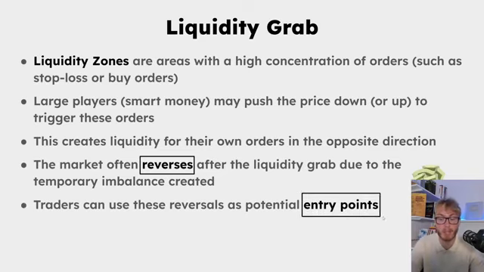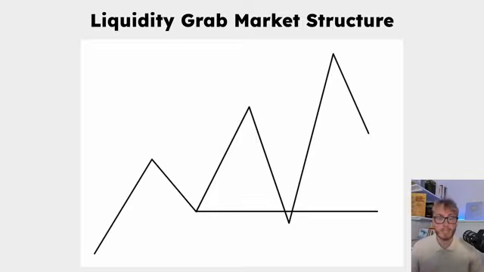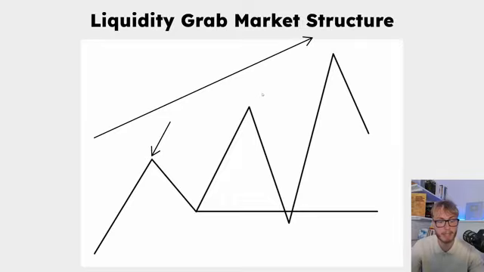as potential entry points. So right here we have a classic example of a liquidity grab. First of all, you can see that this market is in an uptrend. We're printing higher highs right here and higher lows.